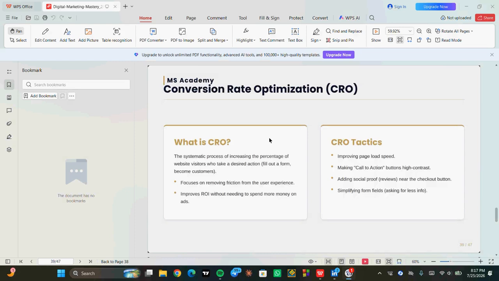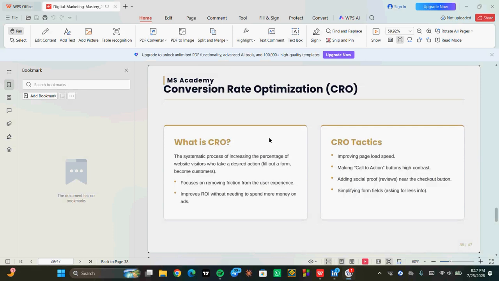Now, I'll read that again. Conversion rate optimization is the systematic process of increasing the percentage of website visitors who take a desired action. That is, they fill out a Google form or they become customers by signing up on your website. So that's what it means. It focuses on removing friction from the user experience and improving return on investment. ROI means return on investment. It improves return on investment without needing to spend more money on advertisements.